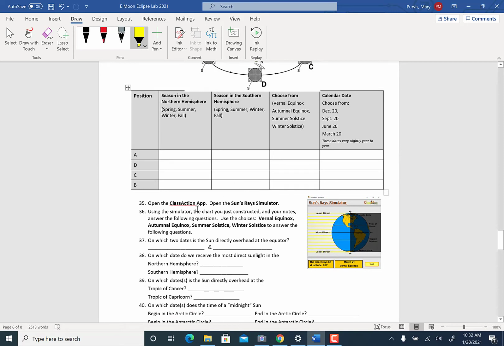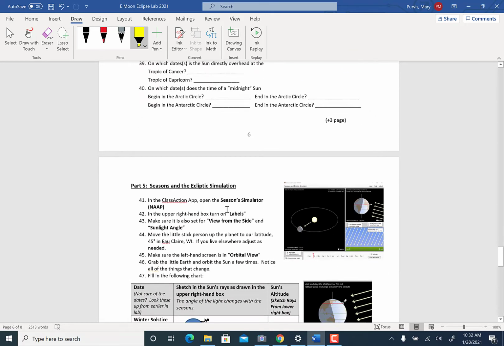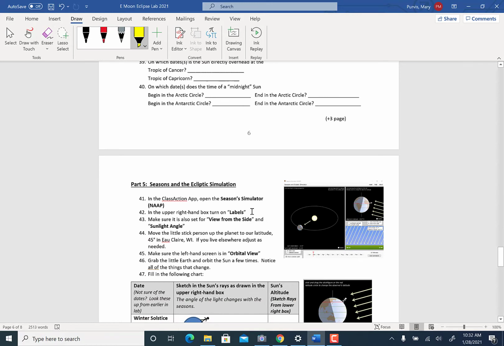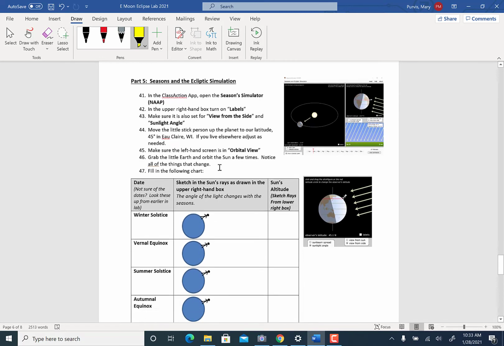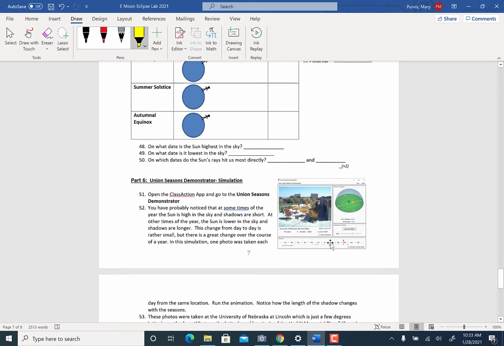Again, we're going to go back to that class action app. I want you to look at the sun rays simulator, and this will show how the sun gets dispersed as the angle at which it hits the Earth changes. The seasons and ecliptic simulator, again, is going to look at how the sun's rays hit the Earth at different angles and how the intensity or energy of that sunlight gets spread out, and again helps us understand the seasons and how that heating works.